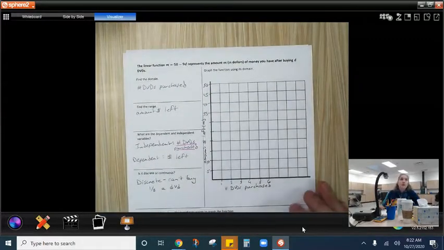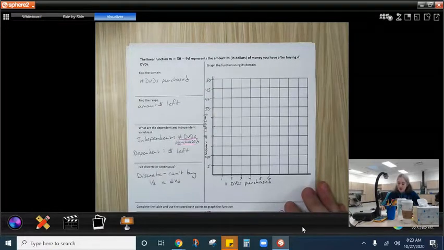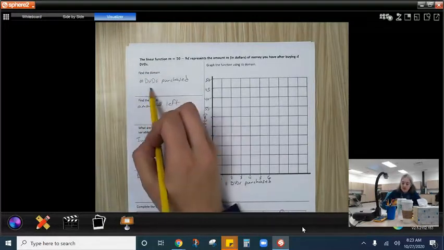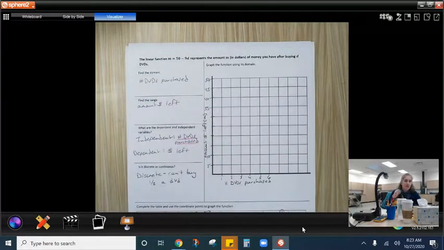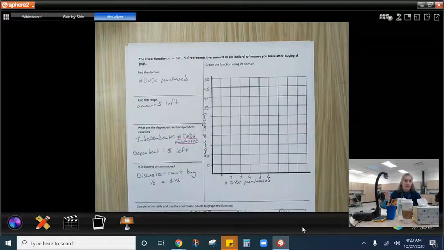So for this one right here, we have a linear function, m equals 50 minus 9d, which represents the amount m in dollars of money you have after buying d DVDs. So our domain is going to be the DVDs we purchase. That's what we have control over. And then the money that we have left is what we get out of it, basically, right?